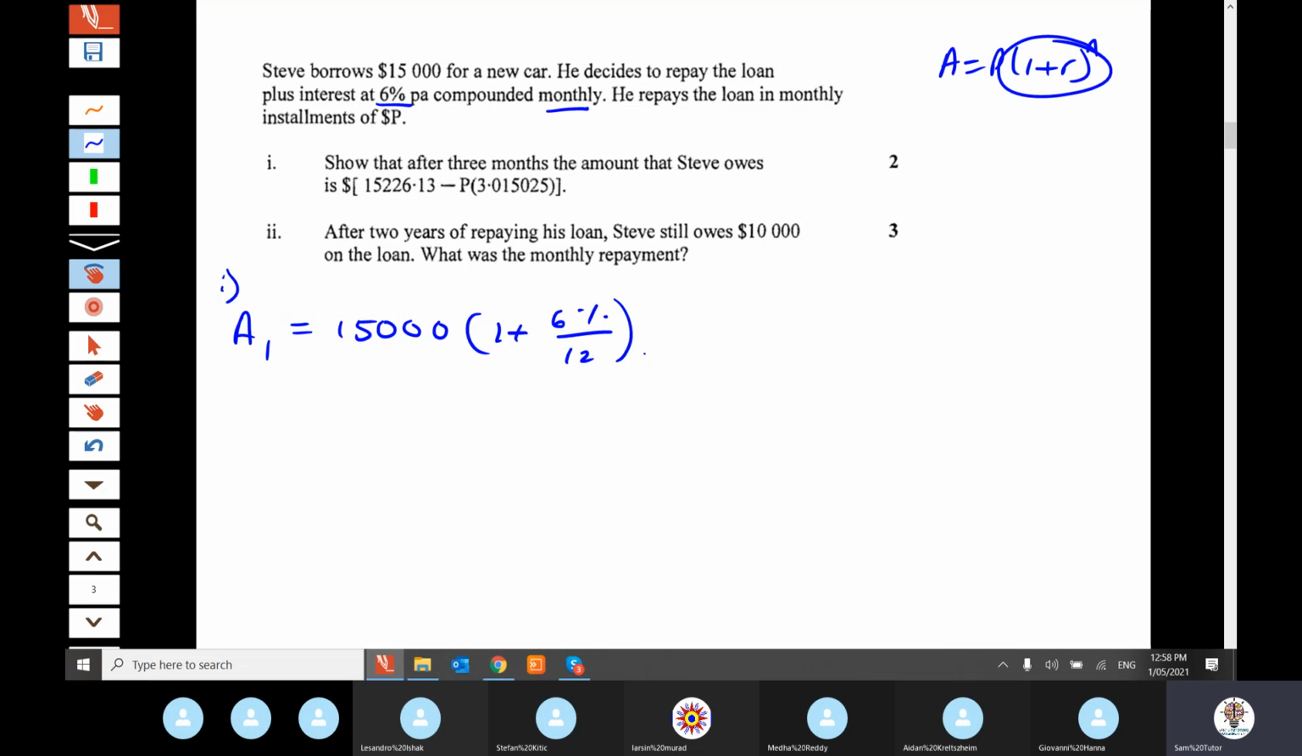1 plus R, 1 plus R, 1 plus R. Would it or would it not be like minus? Yeah, 100%. We're going to do that now, but I'm just making sure you're comfortable with that. Minus P. Boys at the back, all good. What's 1 plus 6% over 12? 1.005, minus P.